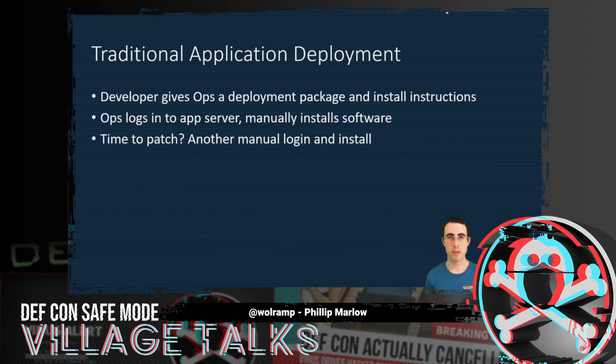So, how does traditional application deployment work? Well, developers give ops a deployment package, and if we're lucky, some install instructions, and then ops is going to go and log into the application server and manually install that software. Pretty simple. And then an update comes along, and you have to go and manually log in and update. And then a security patch comes along, and you have to go log in and update. And this manual logging in and updating is going to be a real problem for detecting lateral movement.